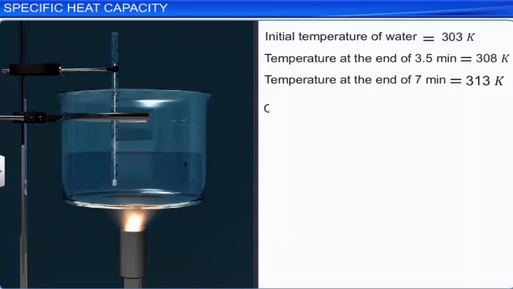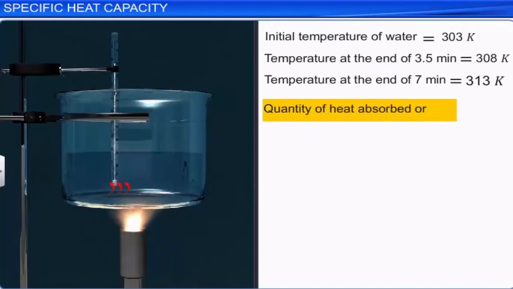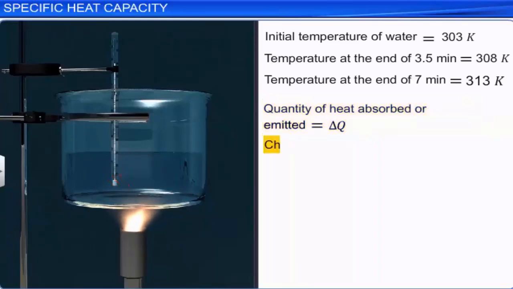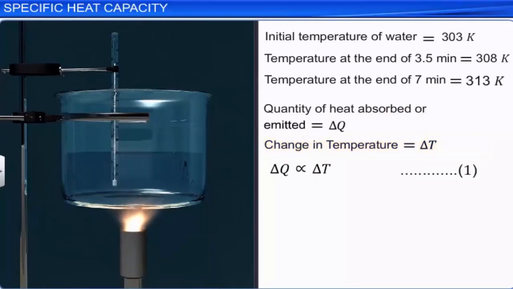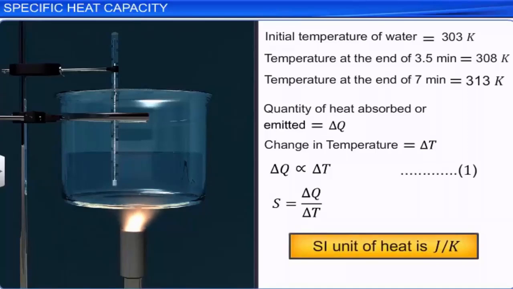This means the quantity of heat absorbed or emitted, delta Q, by a body is directly proportional to its change in temperature, delta T. Let this be equation 1. Heat capacity, denoted by S, of a body is defined as the heat absorbed or emitted per unit change in its temperature. Therefore, S is equal to delta Q by delta T. The SI unit of heat capacity is joules per Kelvin.